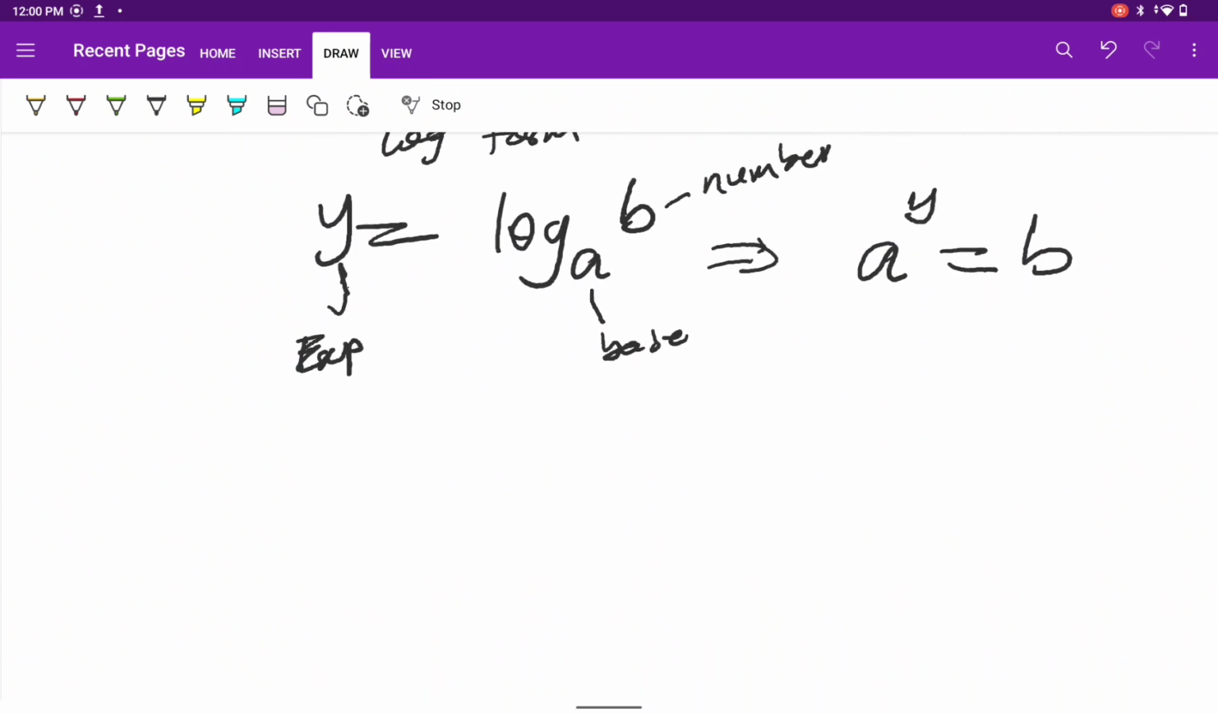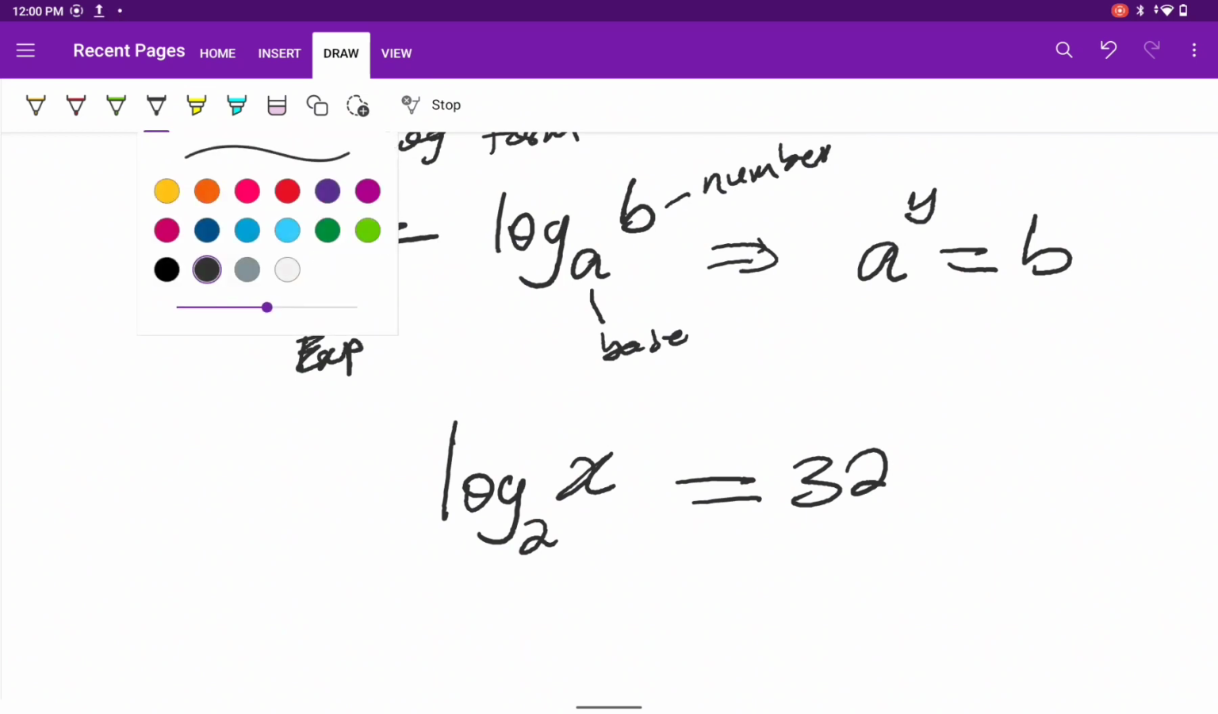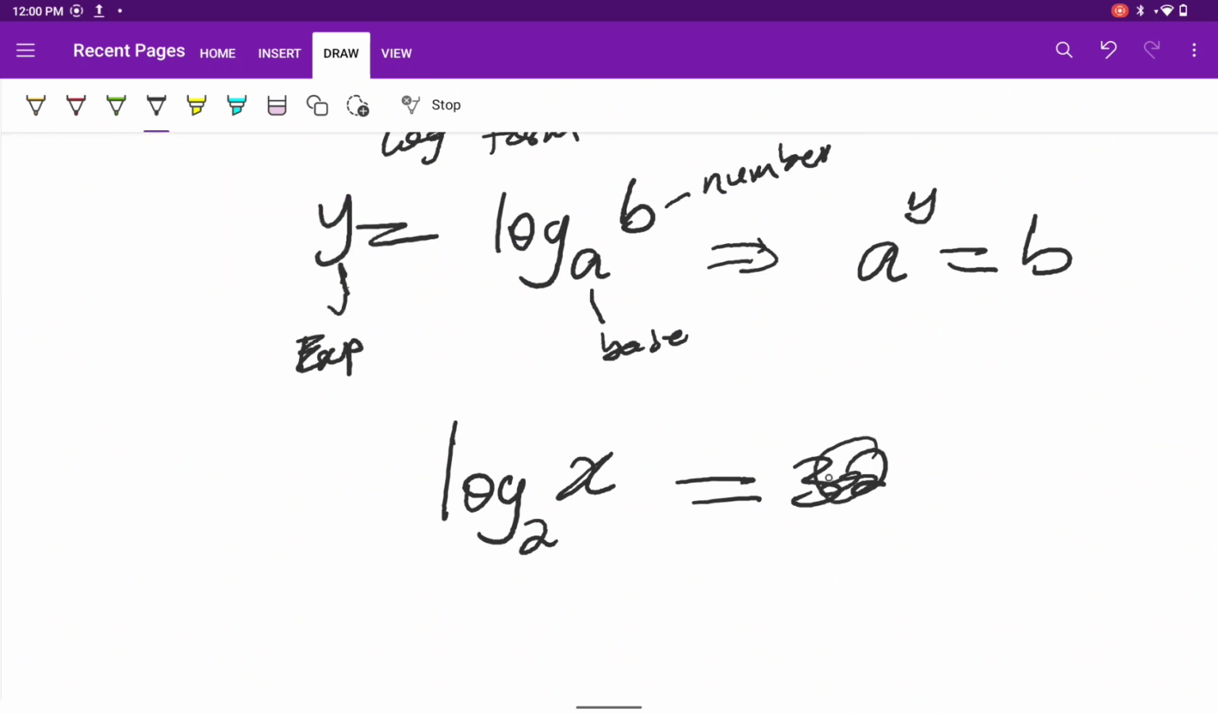So in other words, if we want to solve a log equation, let's say we have log of x base 2 equals 32, or whatever the number may be. We want the value of x. Let's make it smaller. Let's just say it's 3, not 32. So now we want to solve for x.